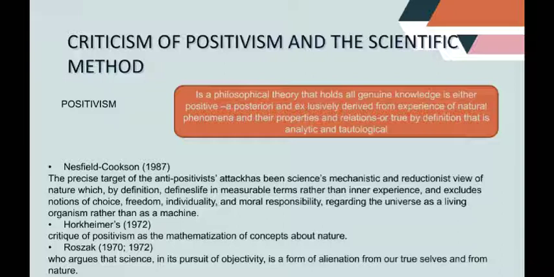The next is Horkheimer, who critiques positivism as the mathematization of concepts about nature. Then Roszak, who argues that science, in its pursuit of objectivity, is a form of alienation from our true self and from nature.